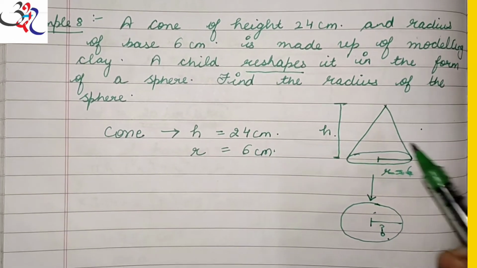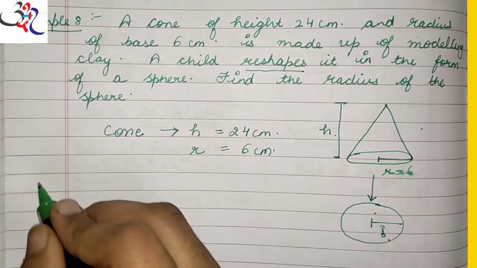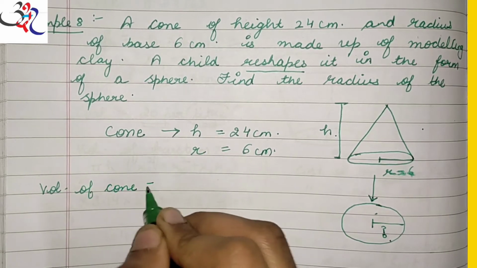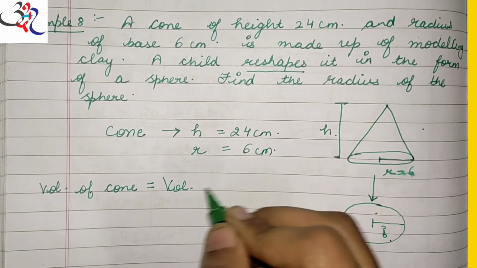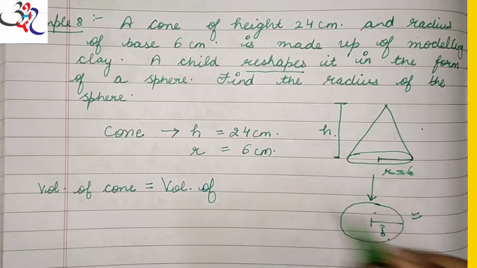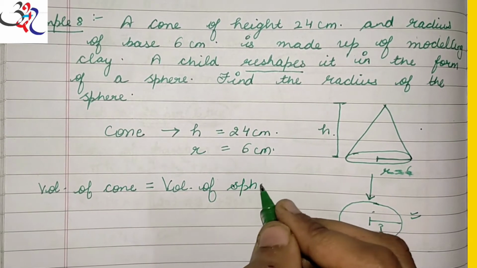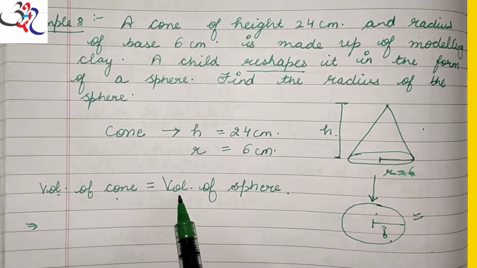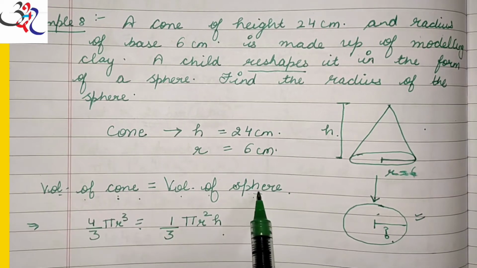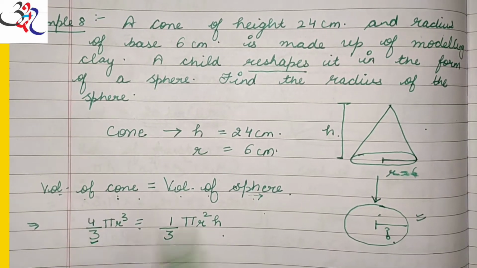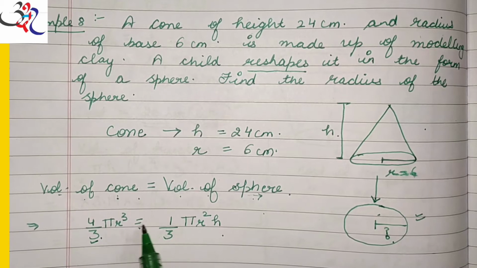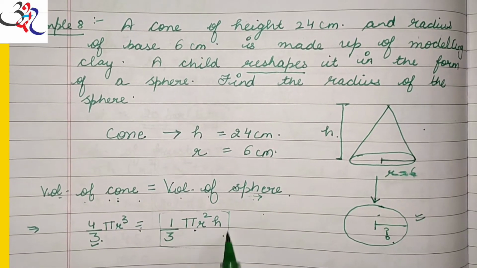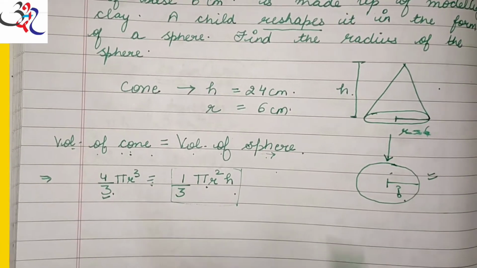I have told you what will be used here: the volume of the first shape, meaning the volume of the cone, is equal to the volume of the second shape, and the second shape is my sphere. So simply put the formulas of the volume of the cone and the volume of the sphere. What is the volume of the sphere? The volume of the sphere is 4 by 3 pi r cube, which is equal to the volume of the cone, which is 1 by 3 pi r square h.